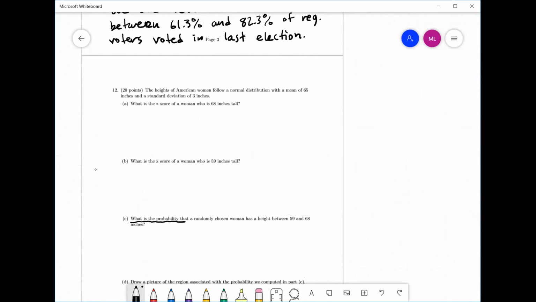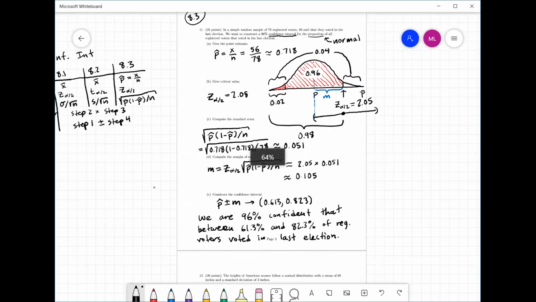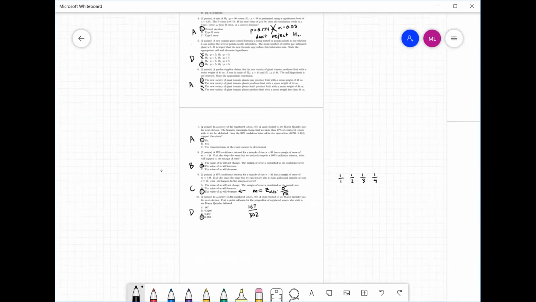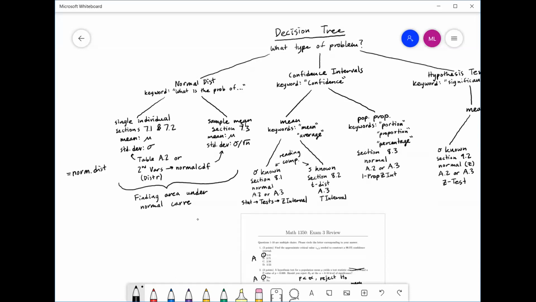So this is like from 7.1, 7.2. We don't have to do anything tricky. There's no standard error that we need to use. We get to use just straight up mu and sigma. We don't have to use sigma divided by the square root of n or anything like that for our standard deviation. So just keep that in mind. It's one of these types of problems.